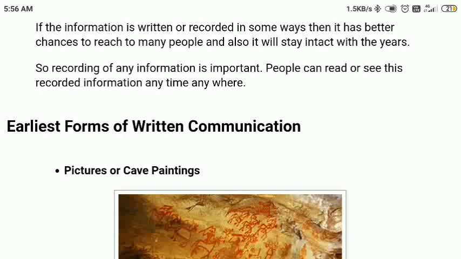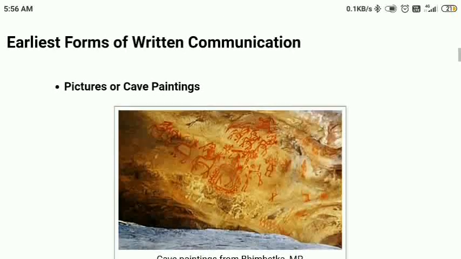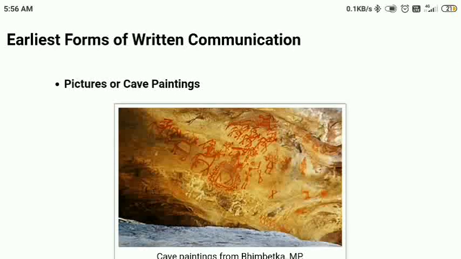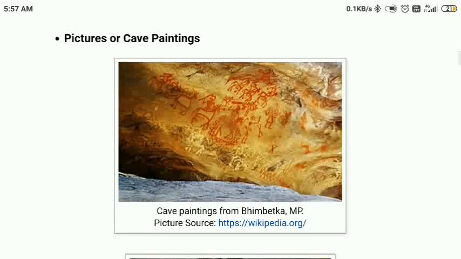So let us talk about the initial times, how people recorded the knowledge, whatever they knew about their surroundings, how they conveyed that information to their friends or to the upcoming generations. So, we will talk about the earliest forms of written communication. The first thing humans started doing was making pictures, or they started making paintings. Initially, people did not have any houses, so that is why they used to live in the caves.